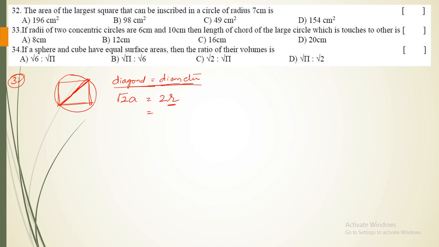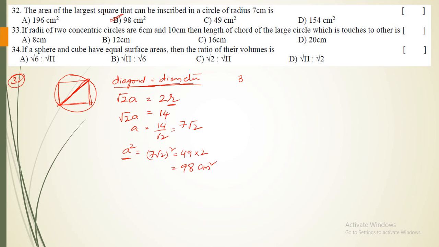Here we already know r. So 2 sevens are 14, equal to root 2 times a. So a is equal to 14 by root 2. 14 I can write as 7 into root 2 times root 2, so this becomes 7 root 2. Now what did they ask? The area of the largest square. So the area of the square is a square, which is 7 root 2 whole square. That means 49 into 2, so 49 twos are 98 centimeters square. So the answer is 98 centimeters square.